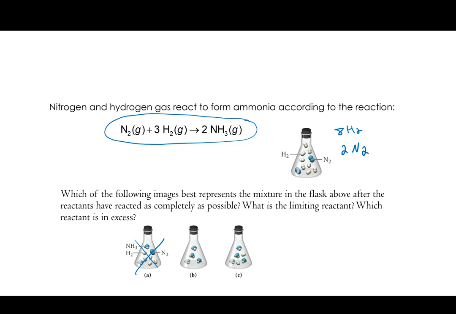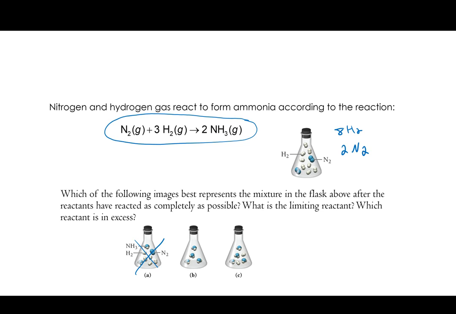One reactant, just like the sauce, is going to get completely used up. So looking back to my chemical reaction there, based on the balancing, for every nitrogen, I will make 2 ammonias. And for every 3 hydrogens, I will make 2 ammonias. So if both nitrogens get used up, I will make 4 ammonias. And so flask B and flask C both have 4 ammonias in them.